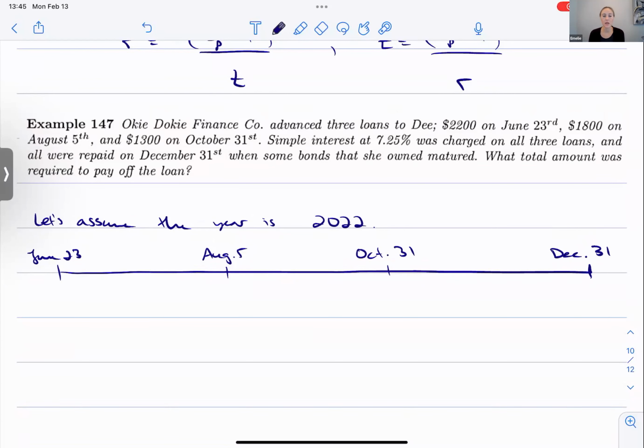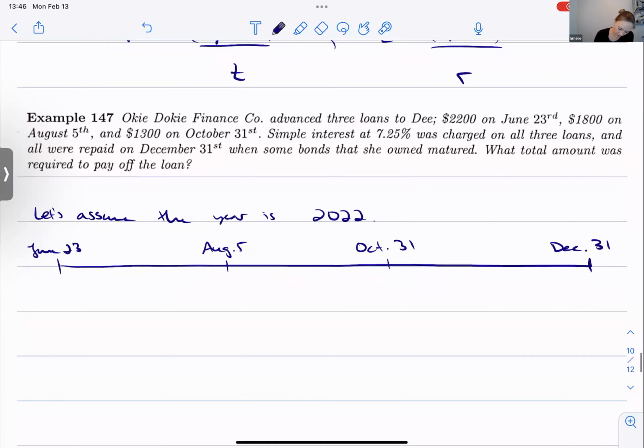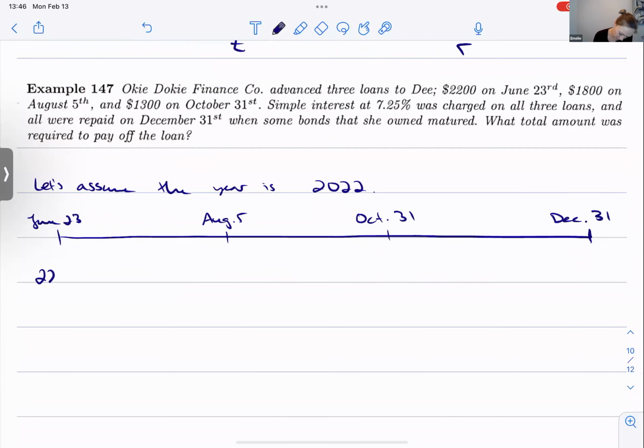Okay, now what we're going to do is just write the loan amounts underneath each date. So the loan amount on June 23rd was $2,200. The loan amount on August 5th was $1,800. And then on October 31st, it was $1,300.